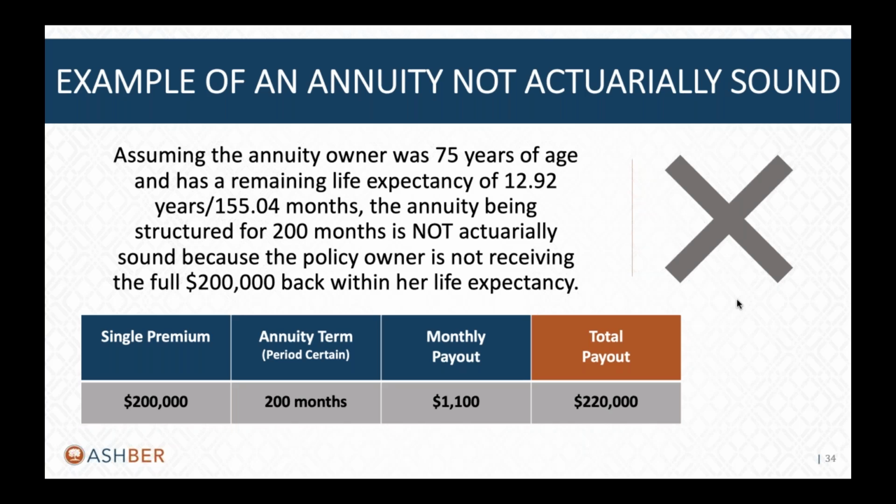Whereas if we look at an annuity that is not actuarially sound, we would be looking at any term that exceeds the 155-month time frame. So in this example, if we structured the annuity over a 200-month time frame, leaving the monthly payment at around $1,100 per month, we see that the 200 months is greater than the life expectancy of 155. So this would be an annuity contract that is not considered actuarially sound because the time frame is exceeding what her Medicaid life expectancy is.